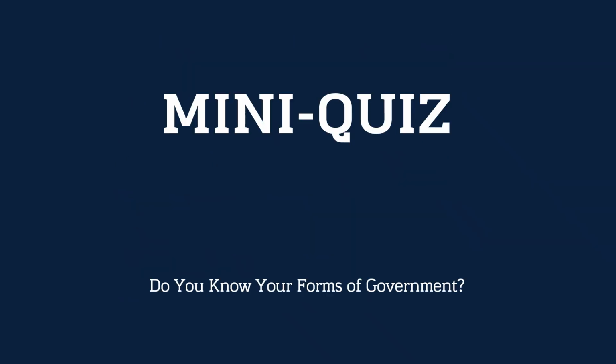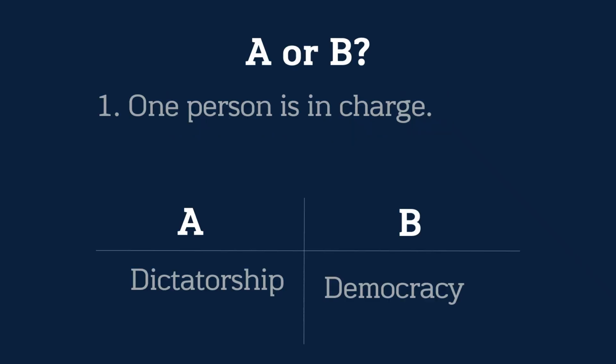So we're going to transition to a short little mini quiz. It is going to be A-B, very similar to true false. A-B quiz. I'll give you or describe a government and you tell me which one it is. And so number one, one person is in charge. Is it A, dictatorship, or is it B, a democracy?